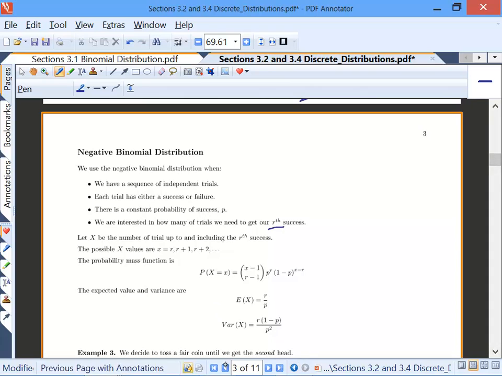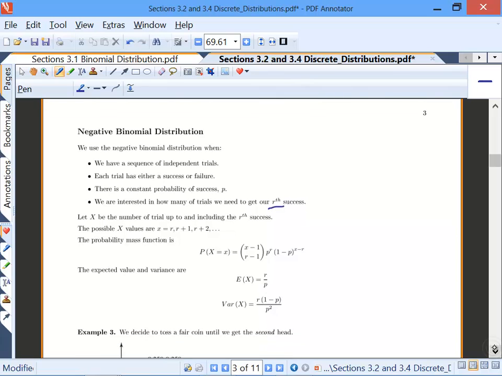Okay. The probability mass function looks a little more complicated, but still nothing that we can't plug our numbers into. So you need to have x minus 1 choose r minus 1. Notice we want r successes, so we have p to the r. And then that means we need x minus r failures, so 1 minus p to the power of x minus r. We have a formula for expected value. Notice all that happens is the r appears, and for the variance, again, actually variance changes a little bit from the geometric.